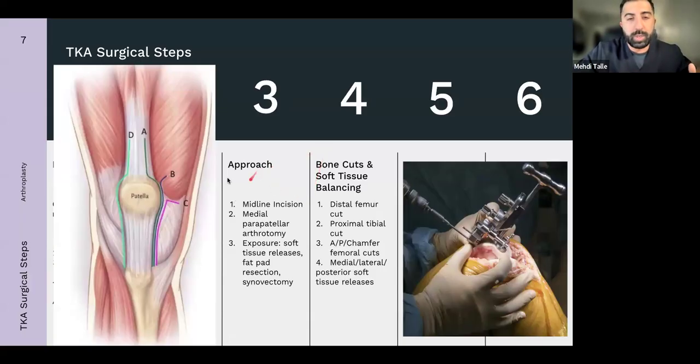Looking at approaches, generally you'll see midline incisions done for this. There are various forms of this that have been published on in recent years.